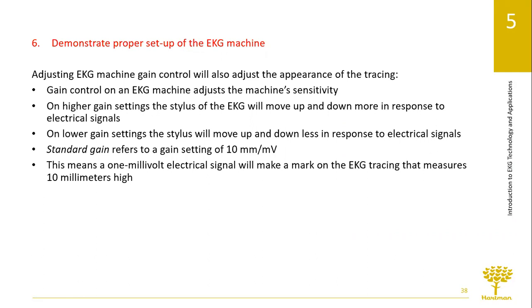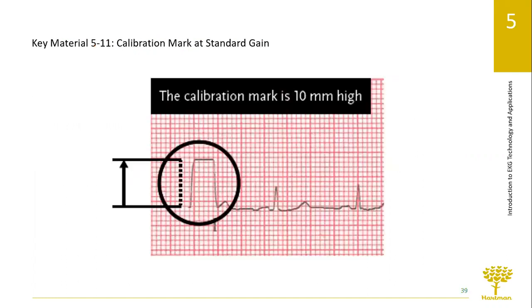So once again, with that gain control, if you have really small impulses, you can turn the gain up so you can get a better view of it. But standard gain is just 10 millimeters. You'll have a 10 millimeter deflection. That's why you got mV next to it for millivolts. So millivolts going up and down, and seconds are going to the right. That's that 10 millimeter deflection.